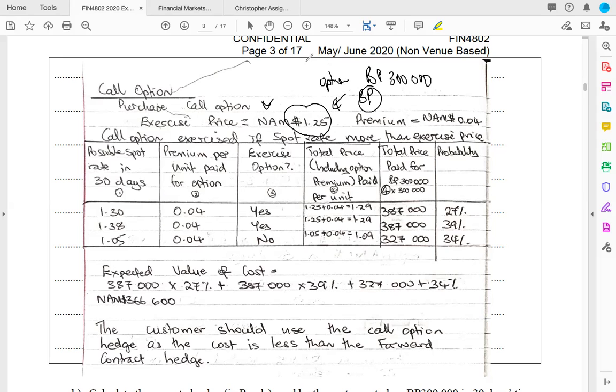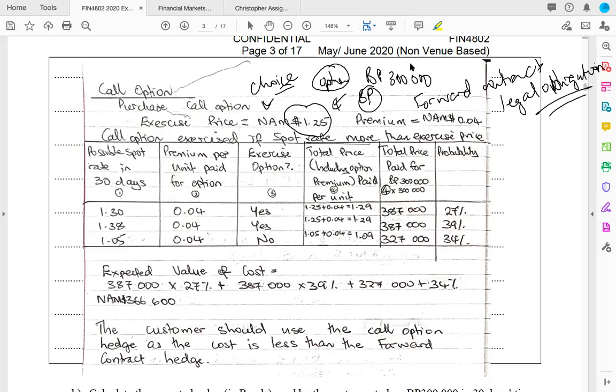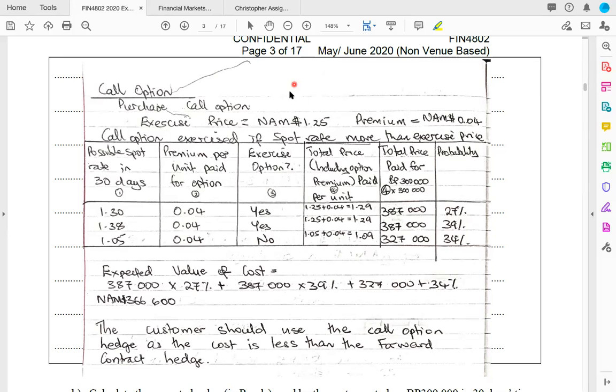But the difference between an option and the forward contract we just looked at is that with an option, you have a choice as to whether or not you actually want to buy at the agreed exchange rate. Whereas with a forward contract, you don't have a choice. It's a legal obligation. Once you enter into it, you have to meet your side of the bargain, whether you like it or not. You're legally obliged. But with a call option, it's a choice.